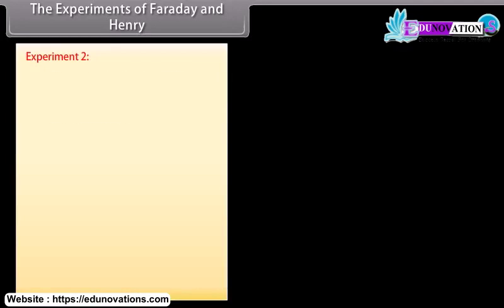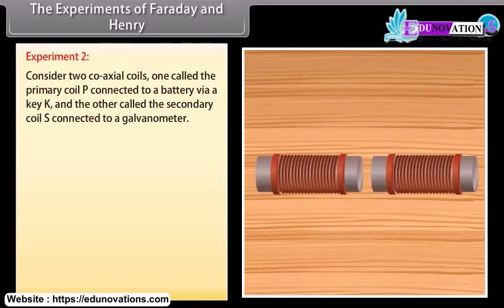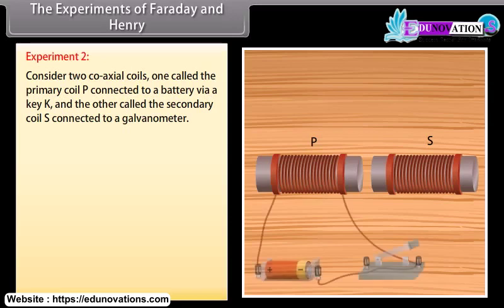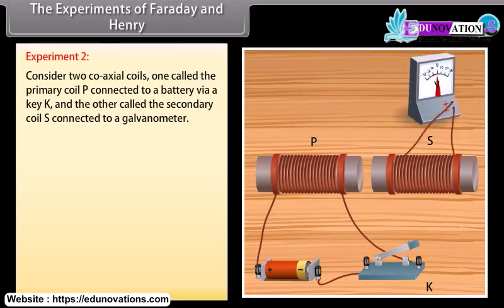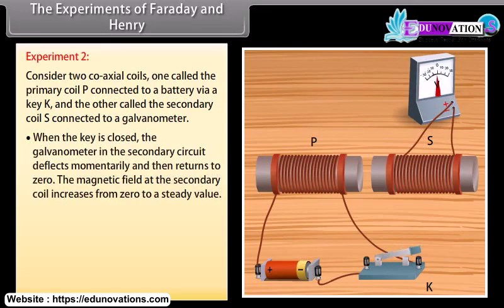Experiment 2. Consider 2 coaxial coils, one called the primary coil P connected to a battery via a key K, and the other called the secondary coil S connected to a galvanometer. When the key is closed, the galvanometer in the secondary circuit deflects momentarily and then returns to 0. The magnetic field at the secondary coil increases from 0 to a steady value.